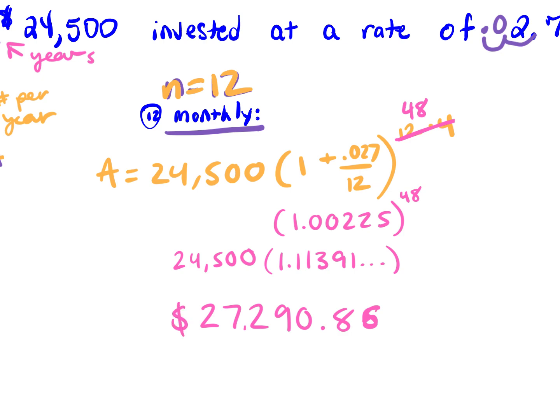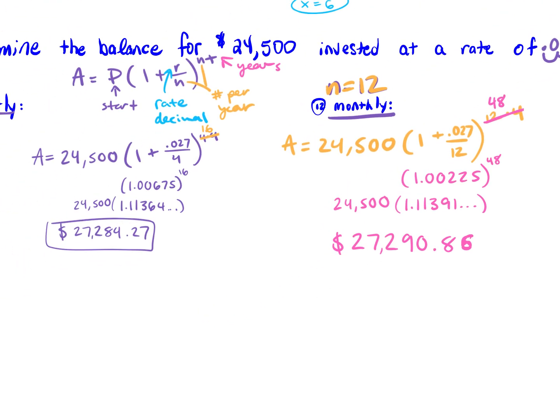So $27,290.86. So notice how close our answers are. They're $6 away from each other. Just be careful. If we were to round somewhere in the middle of our problem, it's going to throw off our answer. It's super important that your answers are exact to the nearest decimal. So don't round until the very end. Questions?